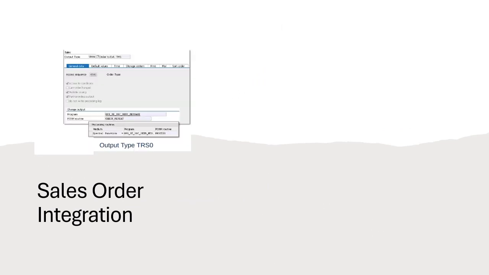And then we have the sales order integration. So this is the output TRS0. This is specifically used to trigger the transfer of sales documents from the SAP ERP to SAP TM. It plays an important role in ensuring that data related to sales order are sent to SAP TM for future processing and transportation planning.